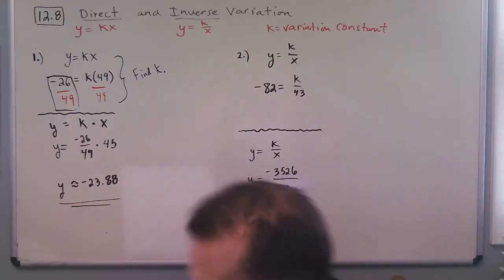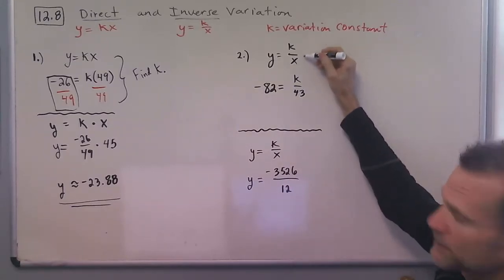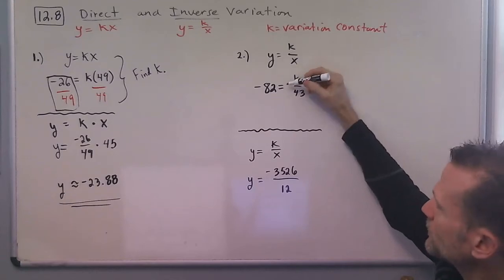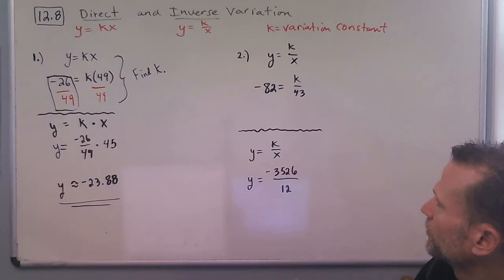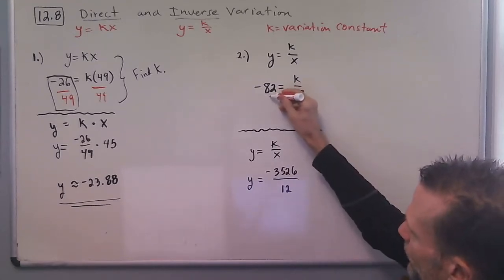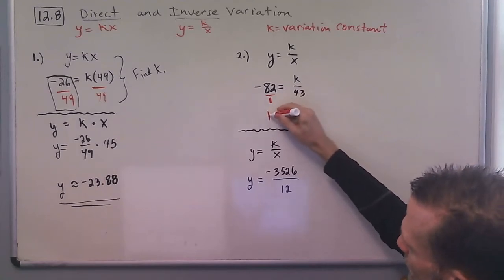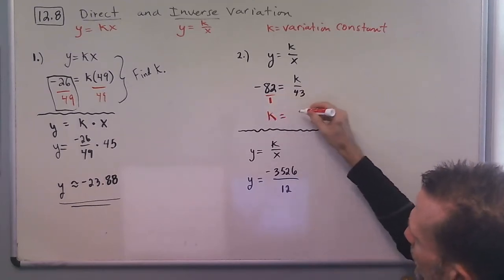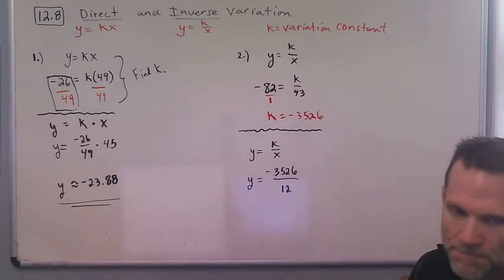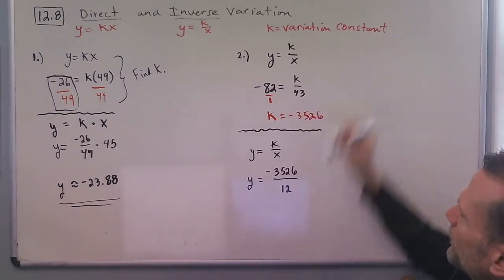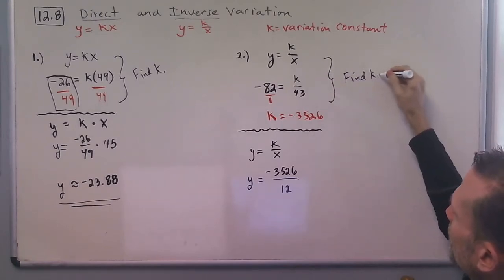So in the second problem, it does say inverse variation. So we're going to set up this formula. We're going to substitute in our values. And then what we can do here to solve for K is put this over 1, and then we could cross multiply. And what we get is K is equal to negative 3,526. So again, in this first part right here, we find K, all right?